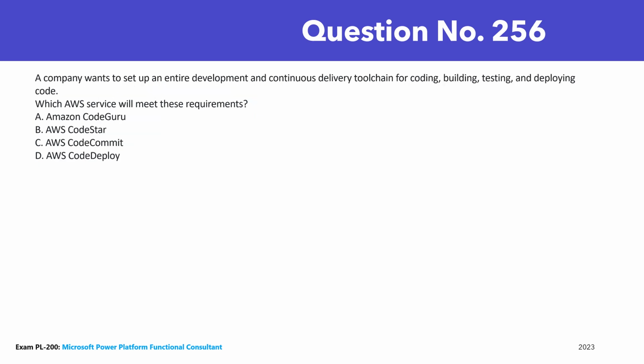A company wants to set up an entire development and continuous delivery toolchain for coding, building, testing, and deploying code. Which AWS service will meet these requirements? A. Amazon CodeGuru. B. AWS CodeStar. C. AWS CodeCommit. D. AWS CodeDeploy. Correct answer, B.